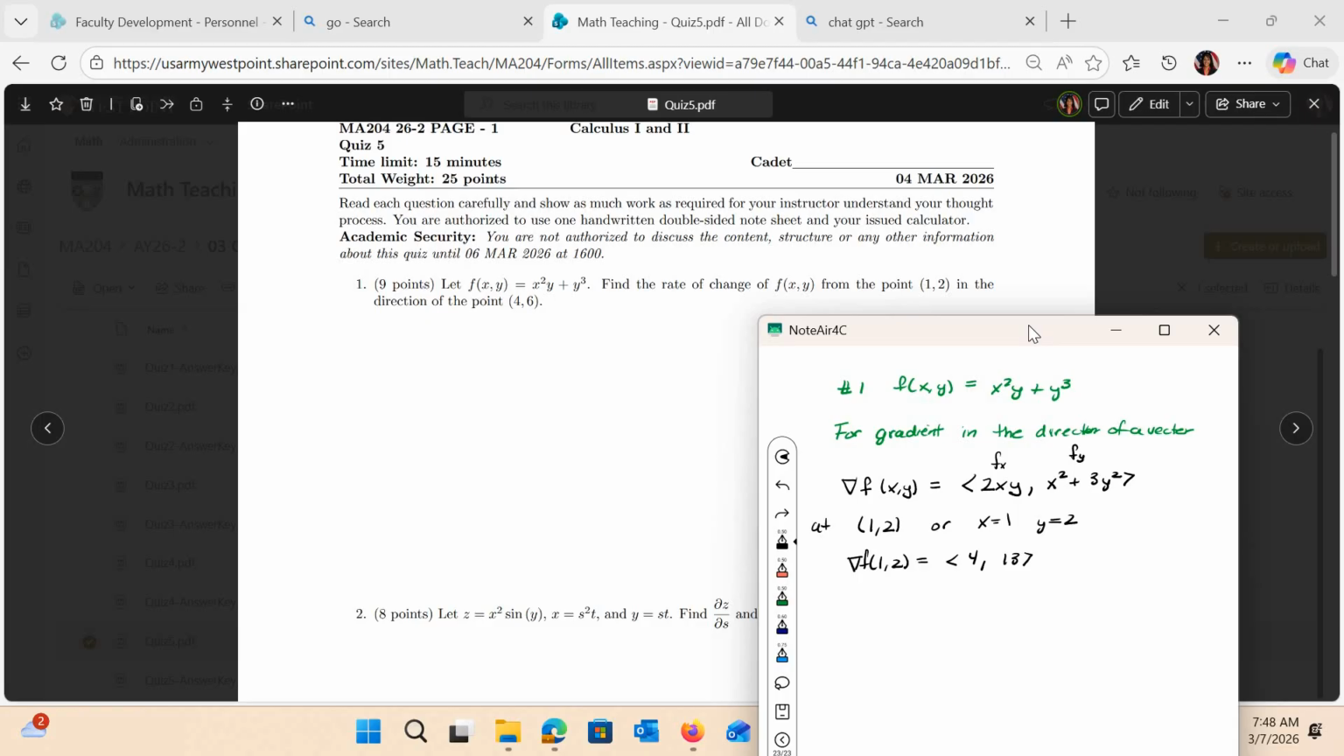Now, this is the gradient. You have fx is the rate of change in the x direction, fy is the rate of change in the y direction, but we don't want fx and fy. We want it in a particular direction, starting at the point 1, 2 in the direction of the point 4, 6. So from your previous stuff, you need the direction vector. The direction vector from 1, 2 to 4, 6 is going to be 4 minus 1 and 6 minus 2, which is really 3, 4.